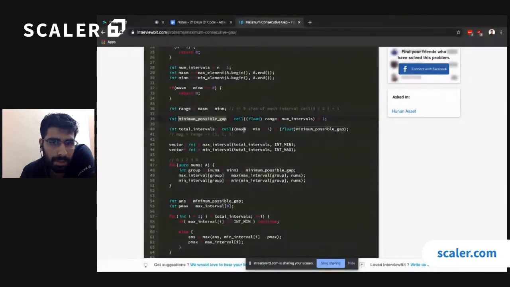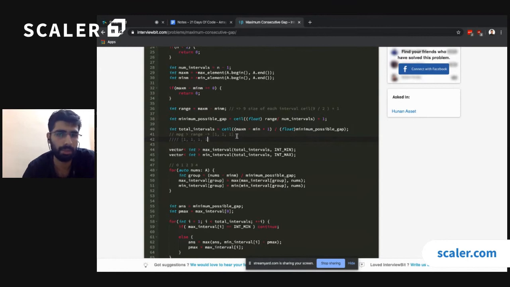Total intervals is going to be this. Is there any other case where this total intervals can become 0? If total intervals is 0, will that happen? Minimum possible gap is greater than maximum minus minimum plus 1. That can't happen, right? Because if all the numbers are the same, then this can happen. It can also happen in cases like this.